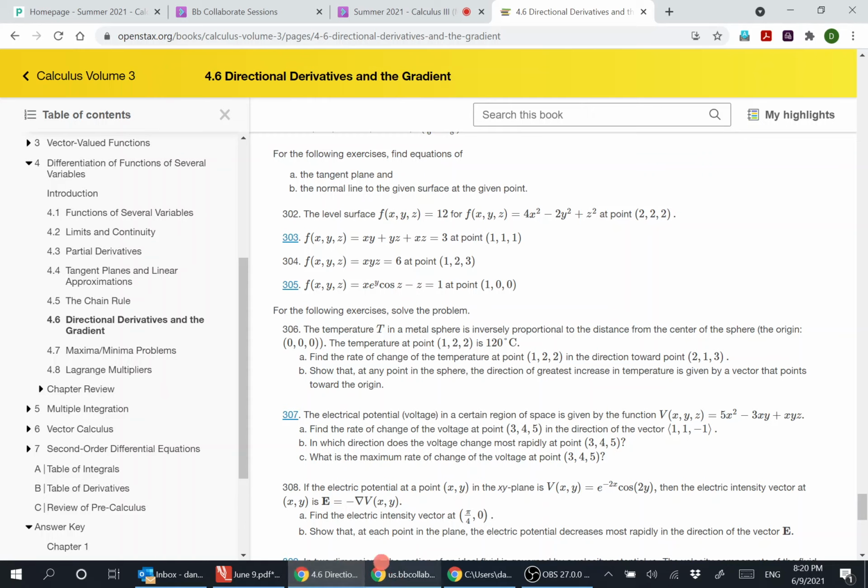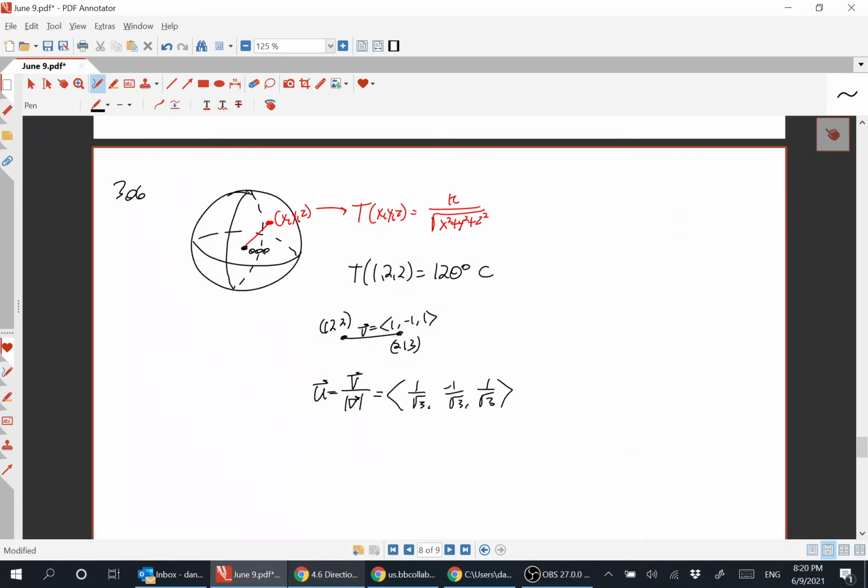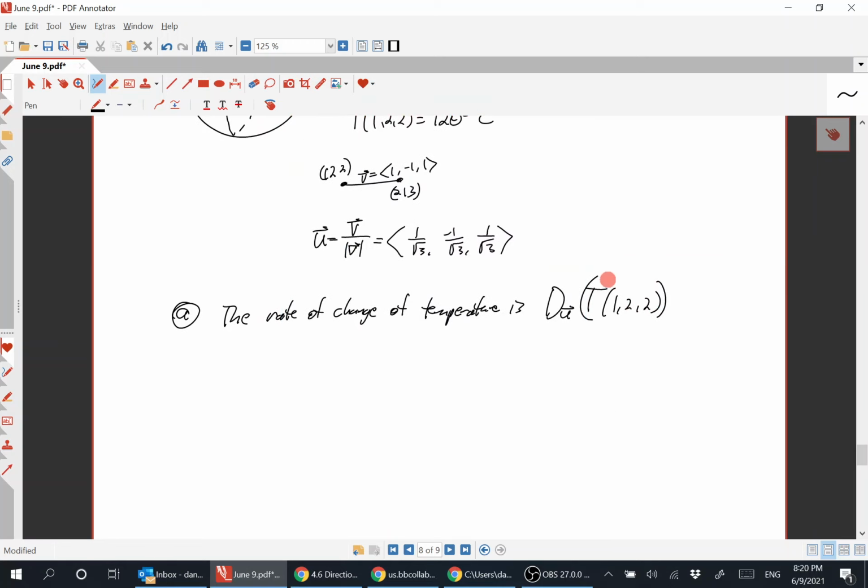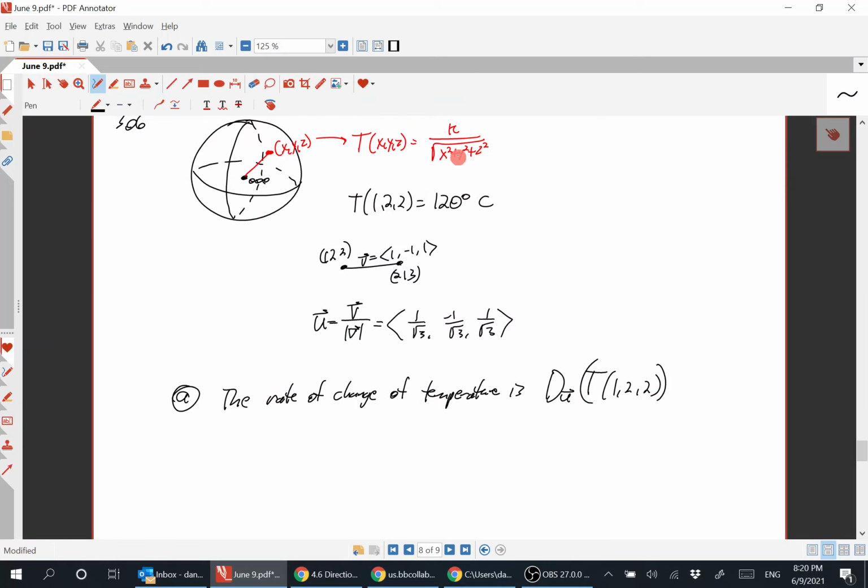Yeah, so find the rate of change of temperature from point (1, 2, 2) towards point (2, 1, 3). So for part A, the rate of change of temperature is the directional derivative of temperature in the direction of u at point (1, 2, 2). So we calculate the gradient. So this is a nice symmetric function in terms of x, y, and z.